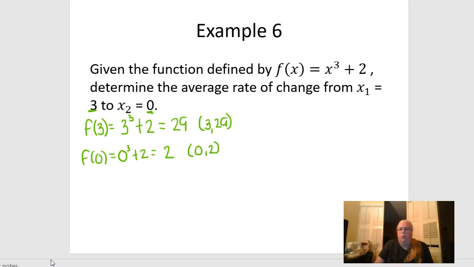Okay, we've got 2 points. We can find the slope in between them. We treat this one as x1, and this one as y1, and this one as x2, and this one as y2. Then the slope is going to be y2 minus y1 divided by x2 minus x1. 2 minus 29, that's going to give us negative 27. 0 minus 3 is going to give us negative 3, and this fraction will reduce. 2 negatives make a positive, and 3 can go into 27 9 times. So the rate of change between x equals 3 and x equals 0 is 9.